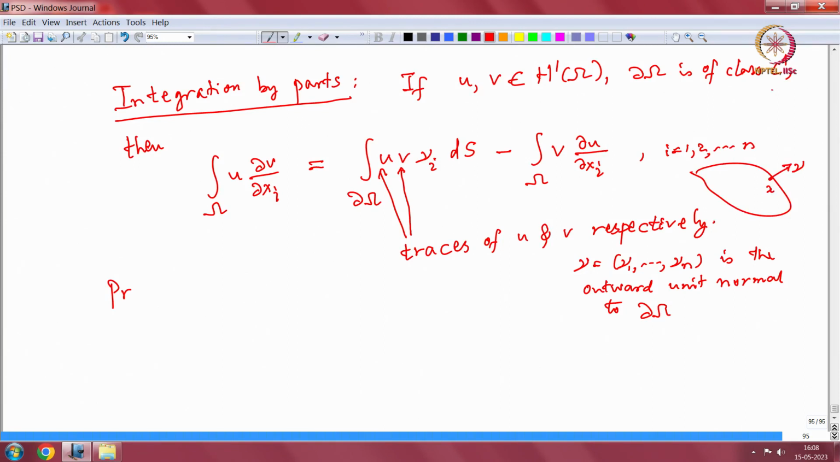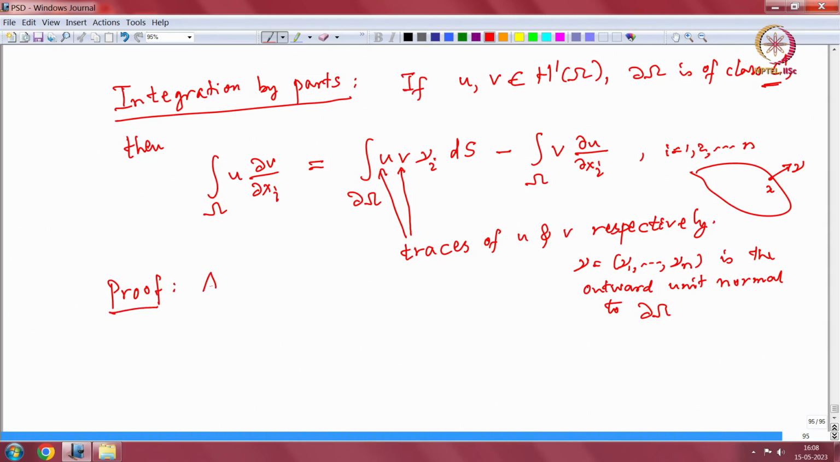Because of this C1 assumption, this is well defined. It is continuous, in fact. The u and v here are traces of u and v, so they are in L2 over the boundary, and nu is continuous. So, this surface integral is finite, and since both u and v are in H1, it is a product of two L2 functions. So, everything is fine. This proof is just one line.